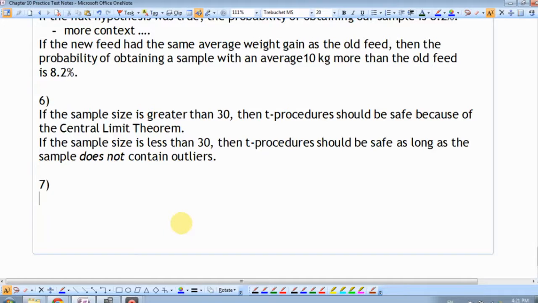Anything else with 6 you want to talk about? It's just basically asking when you can use T procedures. So it's if it's less than 30, because of 3 things. You can use T procedures if the population is normal, regardless of sample size. You can use T procedures if the sample is greater than 30, regardless of population shape.